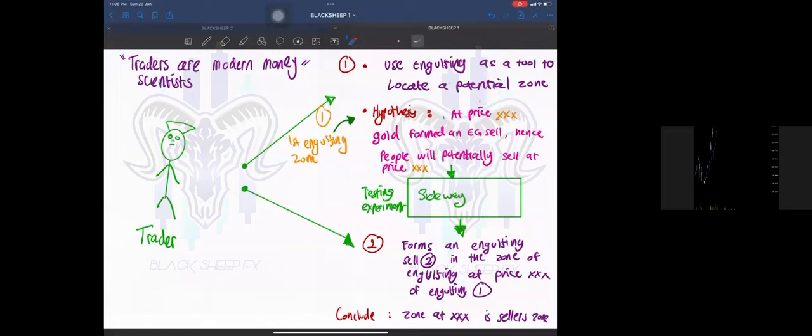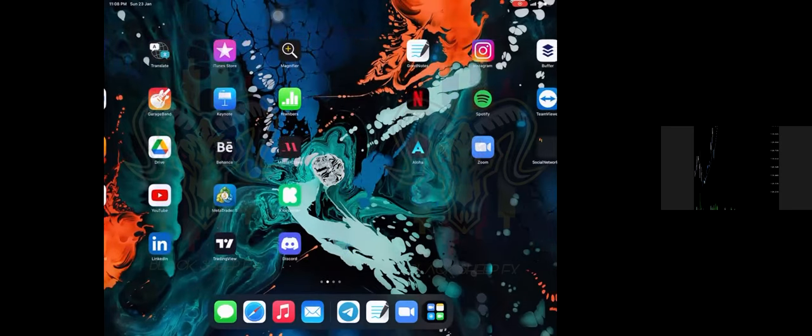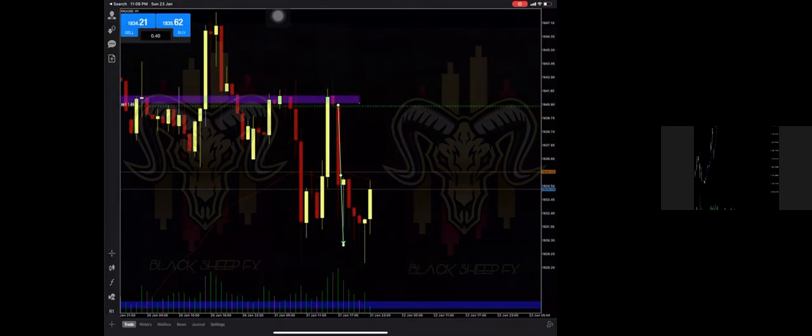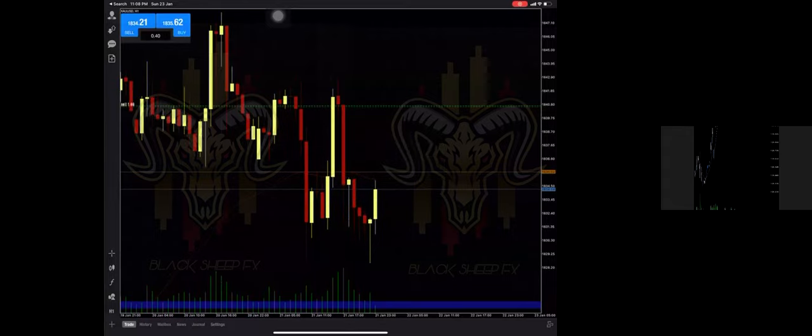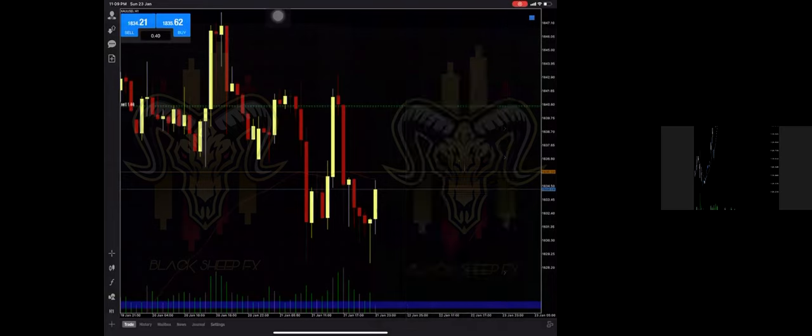So when we open the chart, we have to have our subconscious hypothesis. Meaning, what is the hypothesis? First, we need to identify potential zones using engulfing. Because, like I said, when you enter the market, you have to develop your hypothesis before you begin your experiment. You cannot say you just want to create an experiment. That means you cannot just say, I just want to trade today. You will lose. Instead, I want to create my hypothesis and I want to locate the price. So we use engulfing as a tool to locate the price. For example, engulfing sell.